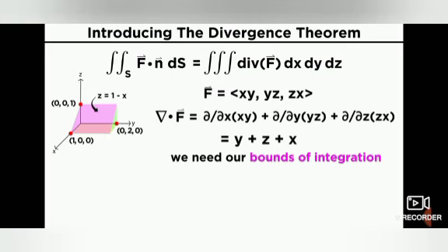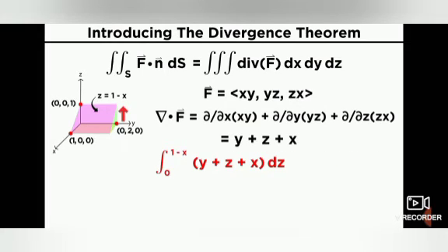So we need our bounds of integration, the upper and lower limits, which are given by the coordinates. For z, the limits are 0 to 1 minus x. Del dot F is given by y plus z plus x. First we integrate with respect to z, then y with limits 0 to 2, and x with limits 0 to 1. So first we integrate from 0 to 1 minus x of y plus z plus x dz, then we go for dy, then dx.